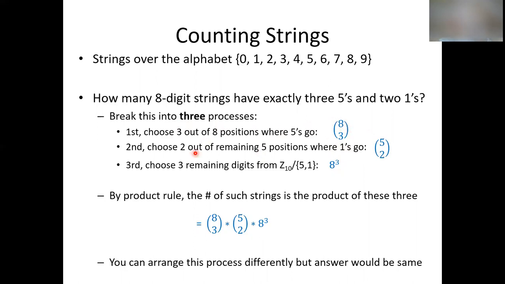Because why is this process fixed in stone? It can be, for example, reversed. So clearly this product, 8 choose 3 times 5 choose 2, must be the same as 8 choose 2 times 6 choose 3. But it's a more general rule than that.